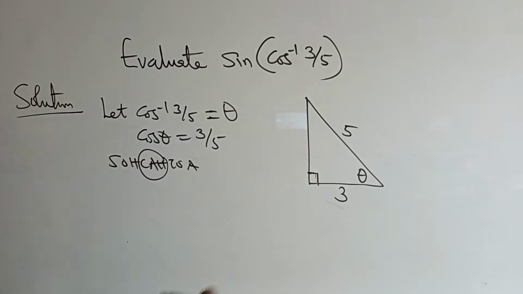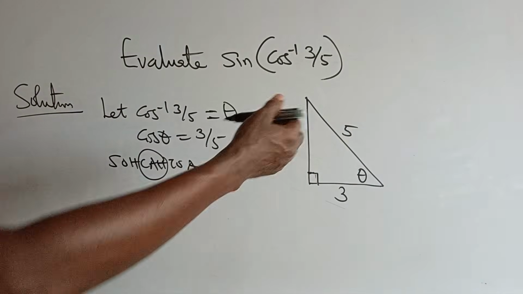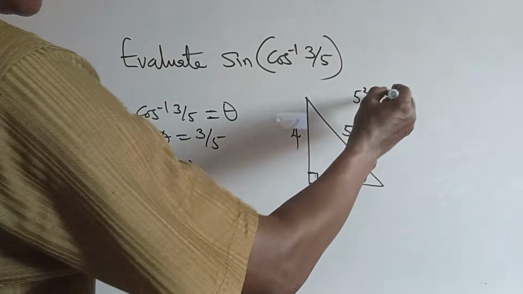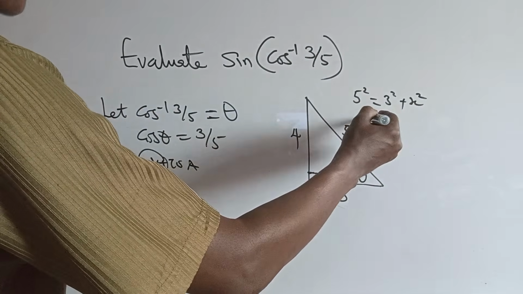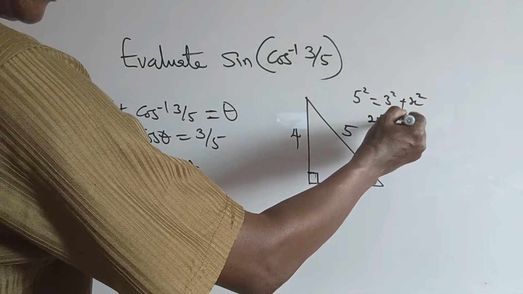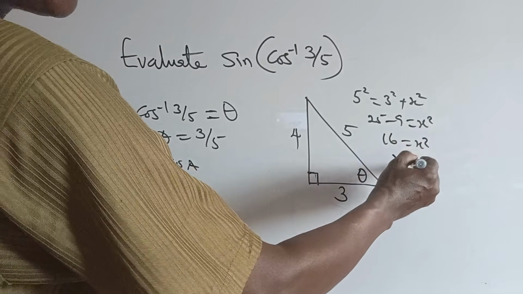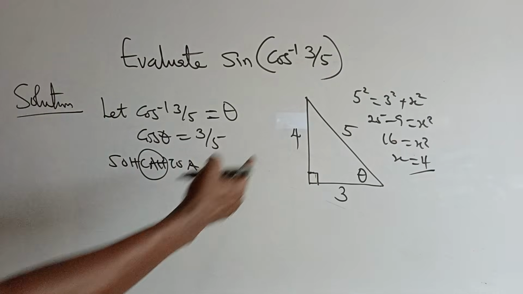When you are faced with side values that are Pythagorean in nature, once the hypotenuse is 5 and this is 3, this will automatically be 4. So you don't have to stress yourself. If you want to find out, just apply Pythagoras theorem. 5 squared is equal to 3 squared plus x squared. 25 minus 9 is equal to x squared. 16 is equal to x squared, so x is the square root of 16, that's 4. Now, that means this is 4.